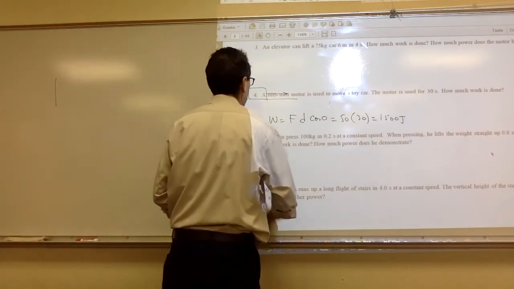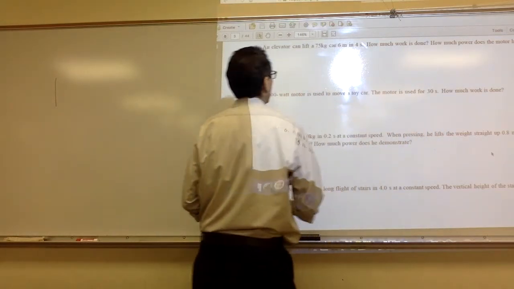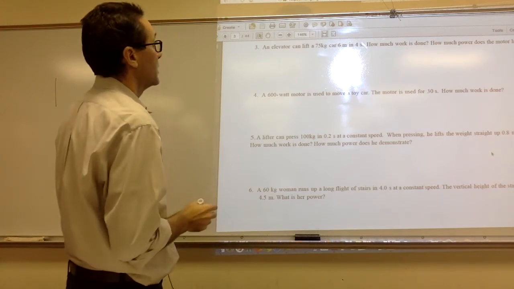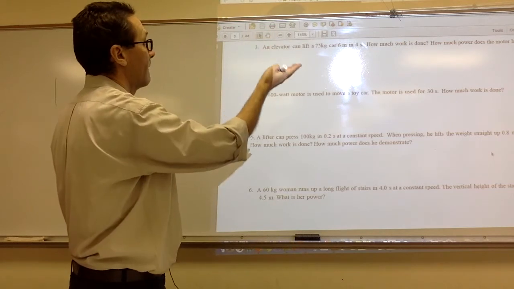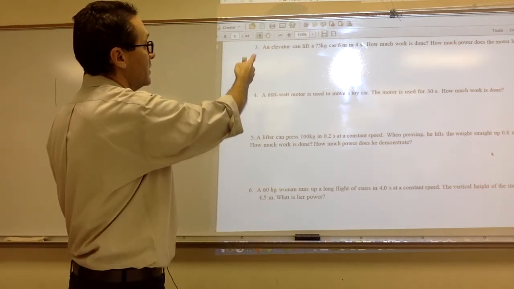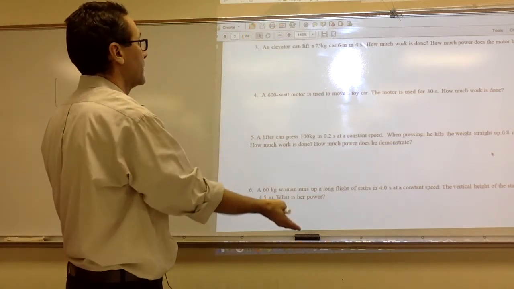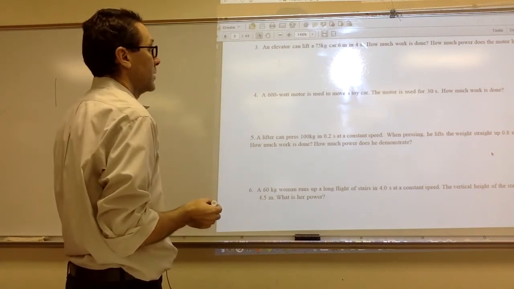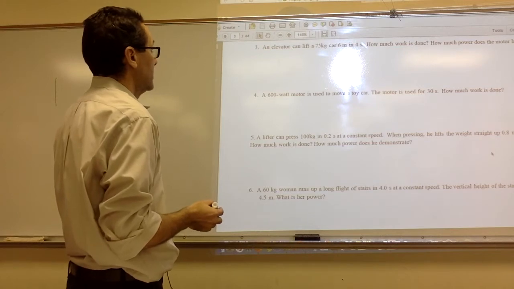An elevator can lift a 75 kilogram cart 6 meters in 4 seconds. How much work is done? Now you're going against gravity, so the work is just going to be 750 times the distance that you travel. Going up, the force is up and the displacement is up, so there is a 0 degree angle between them. To find the power, just take whatever work you got divided by time.